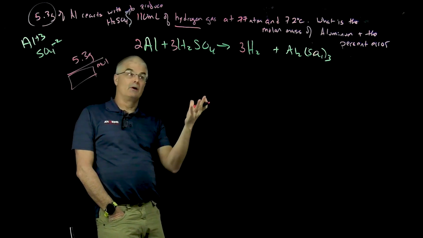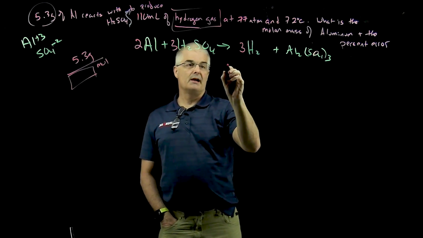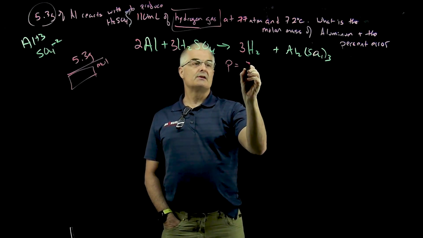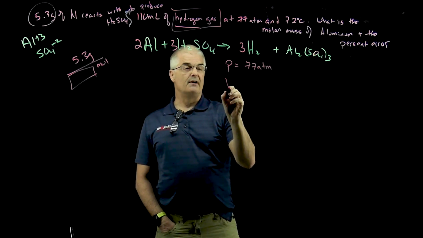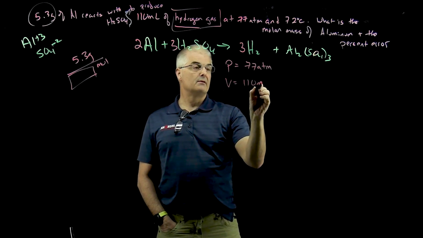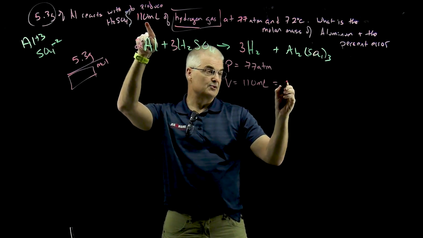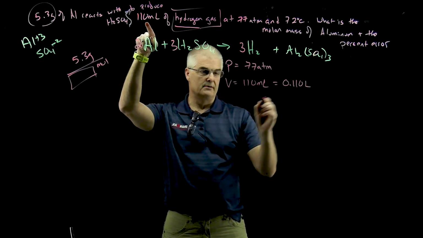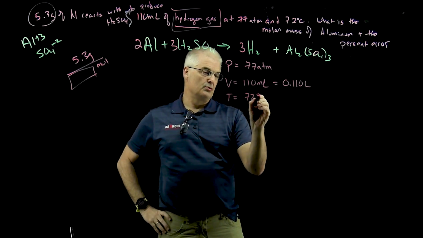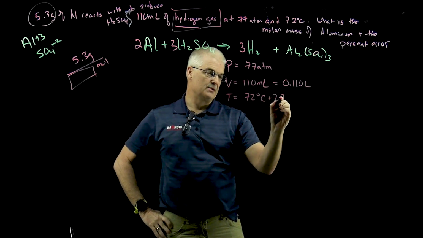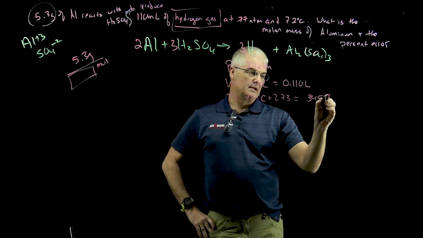But what else do we know is we know some information about the hydrogen gas. For the hydrogen gas, I know the pressure is 77 atmospheres. That's pretty high, but it's a number, okay? We know that the volume is 110 milliliters. But remember, it's got to be liters, so that's 0.110 liters. And the temperature is 72 degrees Celsius, so I add 273, that adds up to 345 Kelvin.